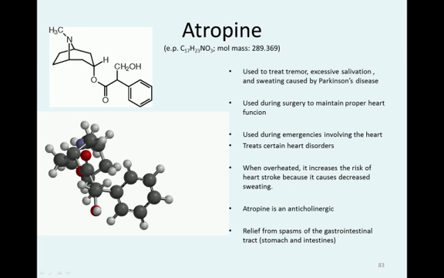Atropine, used to treat tremor, excessive salivation, and sweating caused by Parkinson's disease. Used during surgery to help maintain proper heart function.